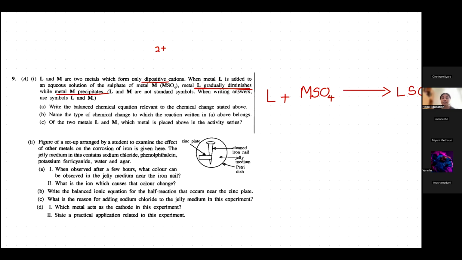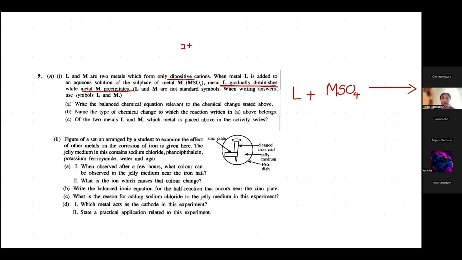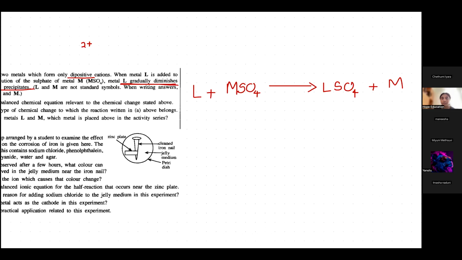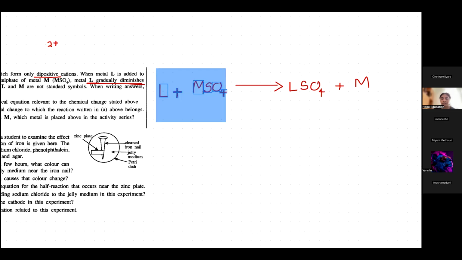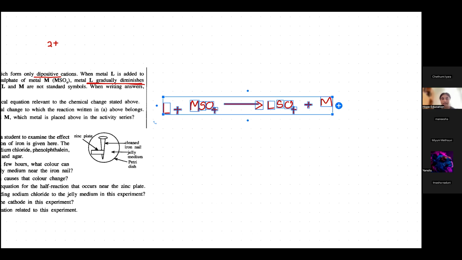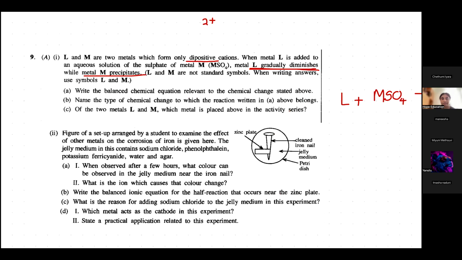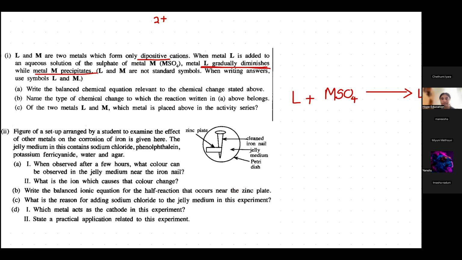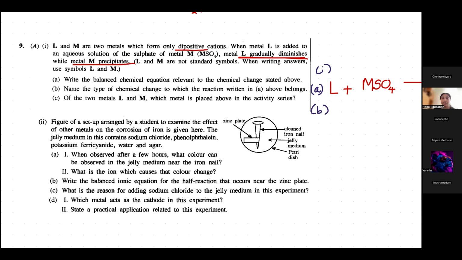L and M are not standard symbols. When writing answers, use symbols L and M. Write the balanced chemical equation relevant to the chemical change stated above. So what I wrote now is the balanced chemical equation. We don't need to include solid, liquid, gas; the physical states are not needed. Then B. Name the type of chemical change to which the reaction written in A above belongs. What type of reaction is this?